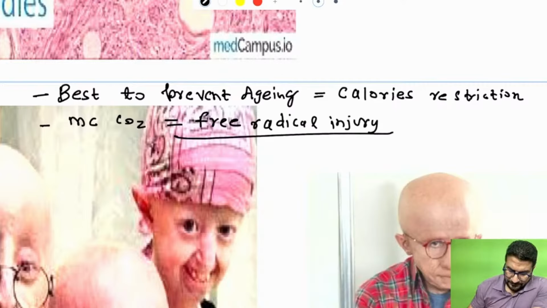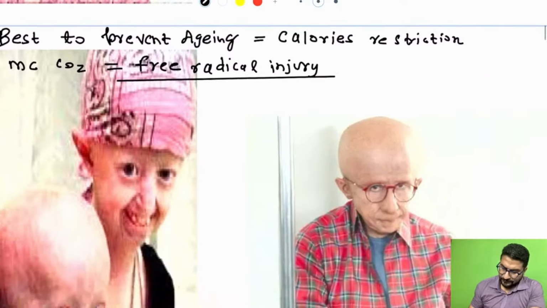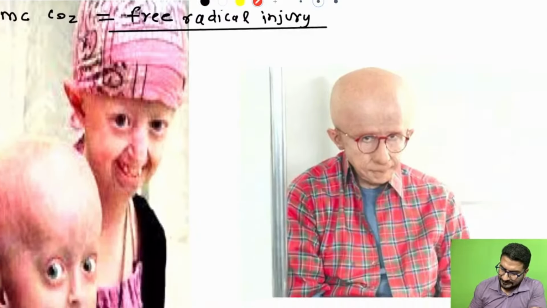Now some people look much older than their usual age, right? So what do we call this? Much older than their usual age. We call this premature aging, or we call this Werner syndrome.